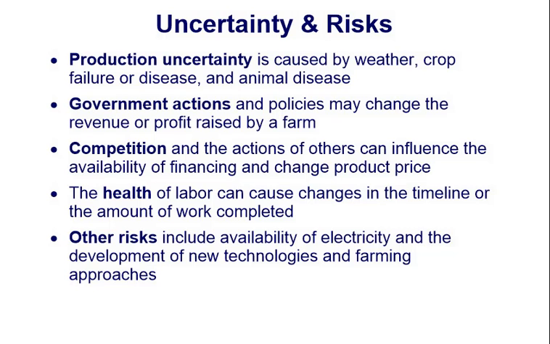Production uncertainty is caused by weather, crop failure or disease, and animal disease. Government actions and policies may change the revenue or profit raised by a farm. Competition and the actions of others can influence the availability of financing and change product price. The health of labor can cause changes in the timeline or amount of work completed. Other risks include availability of electricity and the development of new technologies and farming approaches.